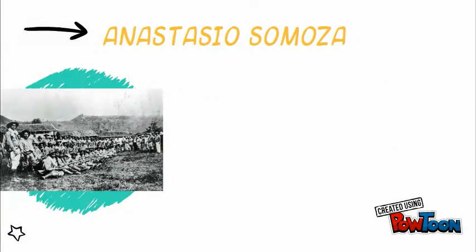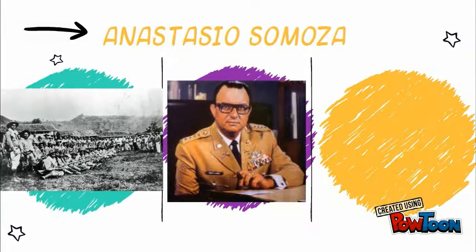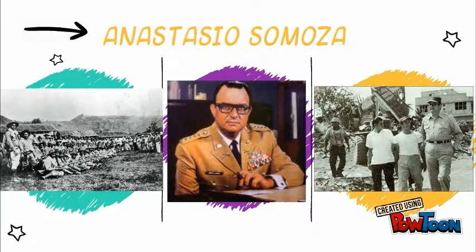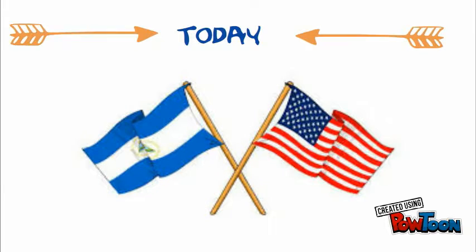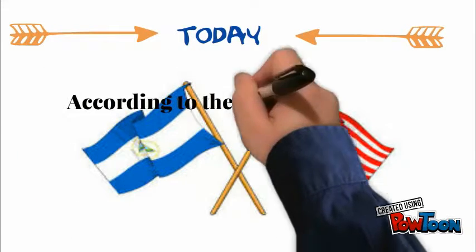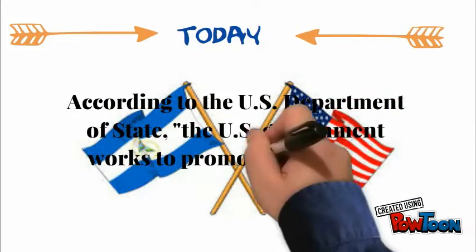After fighting 500 battles, the U.S. finally withdrew their forces in 1933 and left behind Anastasio Somoza as the commander of the National Guard with the intent to protect Nicaragua. According to the U.S. Department of State, today the U.S. government works to promote prosperity, security, and democracy in Nicaragua.